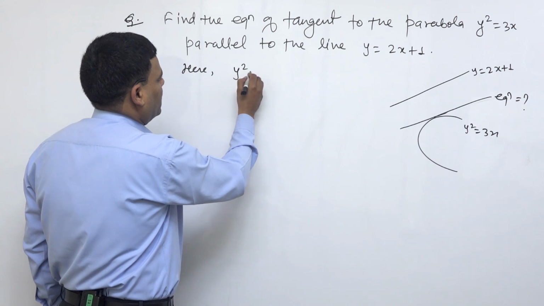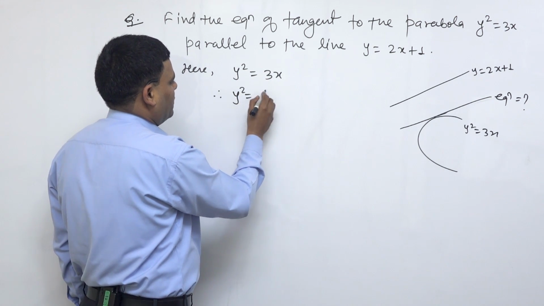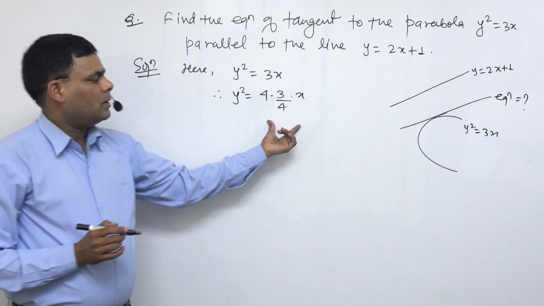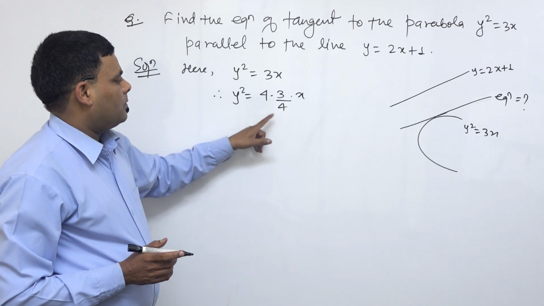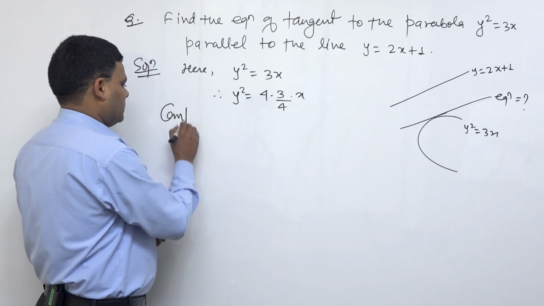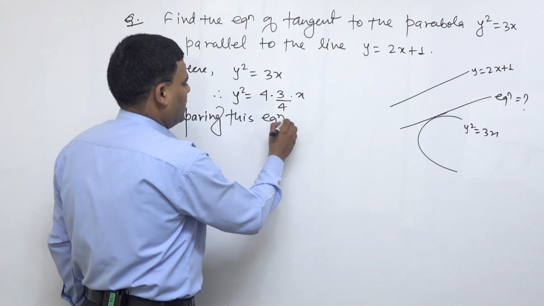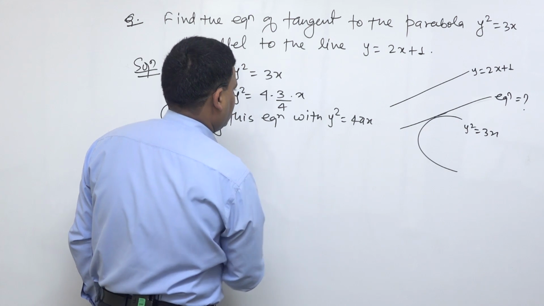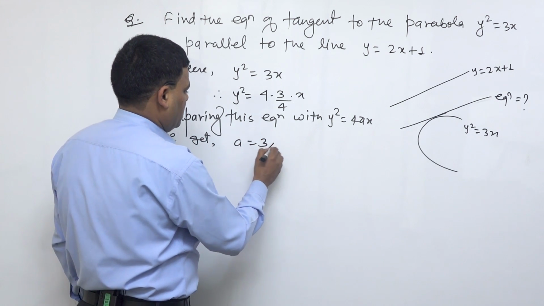So here y square equals 3x, therefore y square equals 4 into 3 by 4 into x. To make it the standard form, we divided top and bottom by 4, and the 4 cancels, so the same value remains. Comparing this equation with y square equals 4ax, we get a equals 3 by 4.